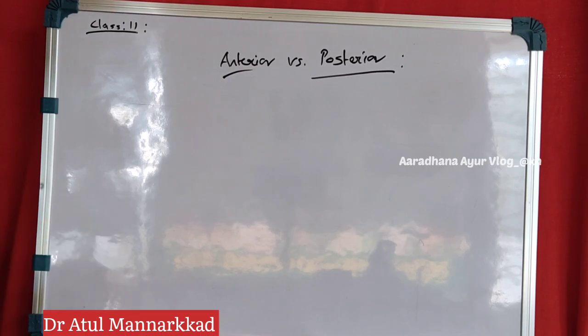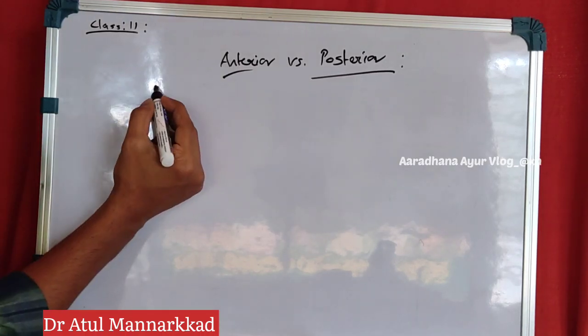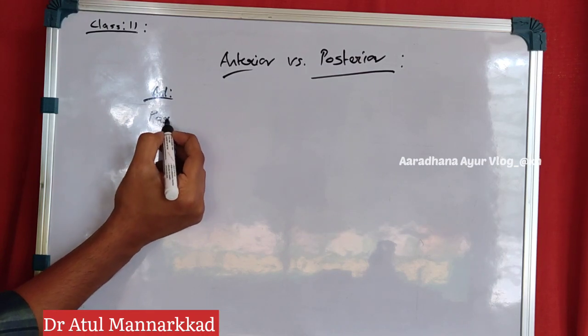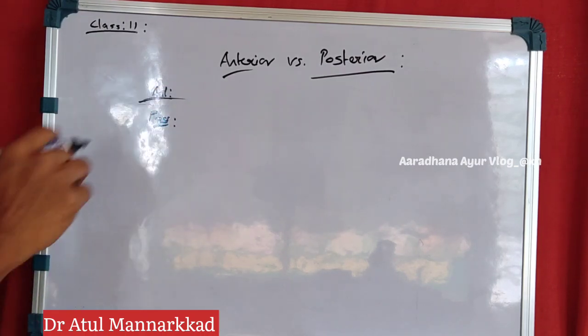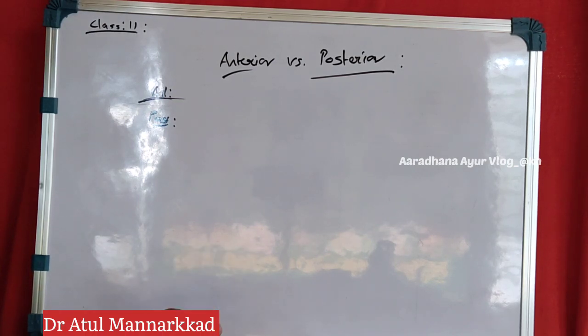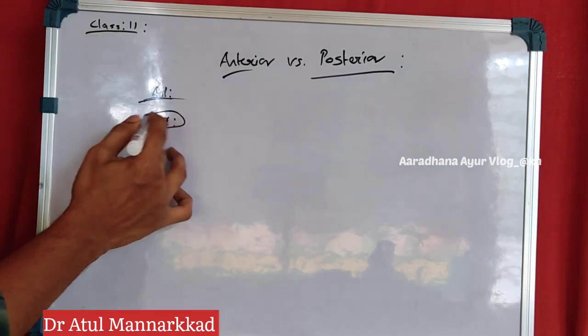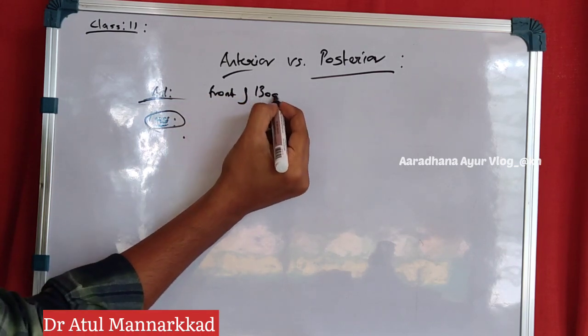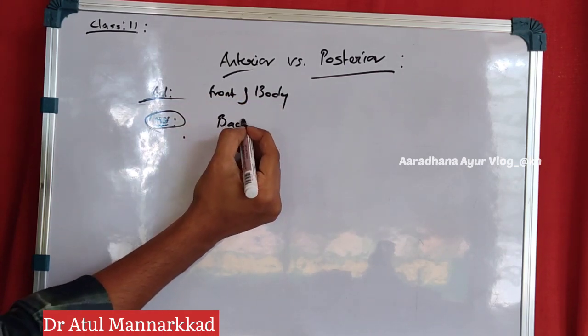So what is anterior? Anterior and posterior. Any structure which is present in front of the body we call the anterior one, and any structure which is present in the back of the body we call the posterior one. Front of the body, and this is in the back of the body.